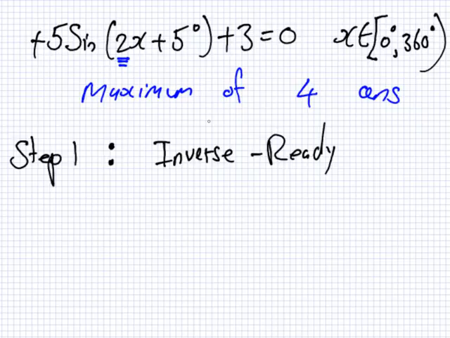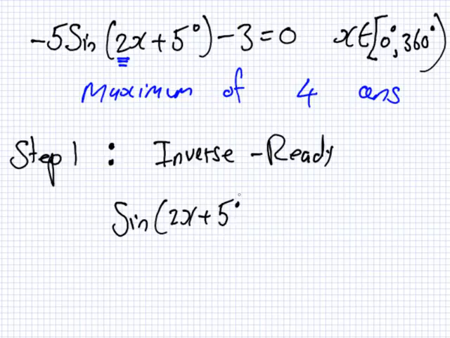Okay. So the first step is to get an inverse ready. So what I mean is, like what you're saying, we need to rearrange this. So now we have sine of 2x plus 5 degrees equals 3 over minus 5. So I think I get what you're saying, that because this is negative, it's under. Is that it? So there should be 2 answers.